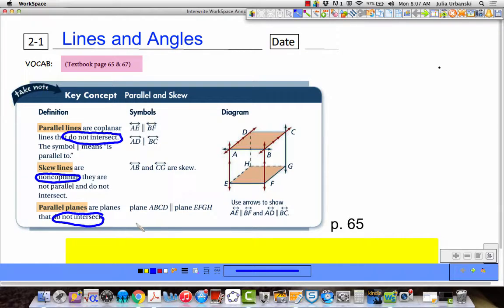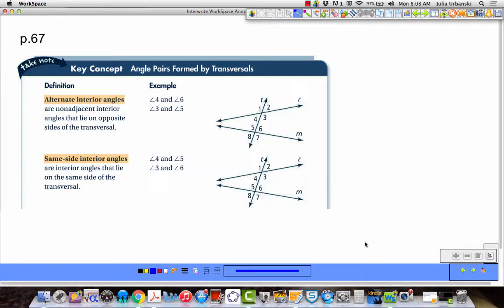Okay, flip over to page 67. So now we're looking at the alternate interior angles. I'll read the first one out loud. Alternate interior angles are non-adjacent interior angles that lie on opposite sides of the transversal. There's two keywords there. They're all about location.